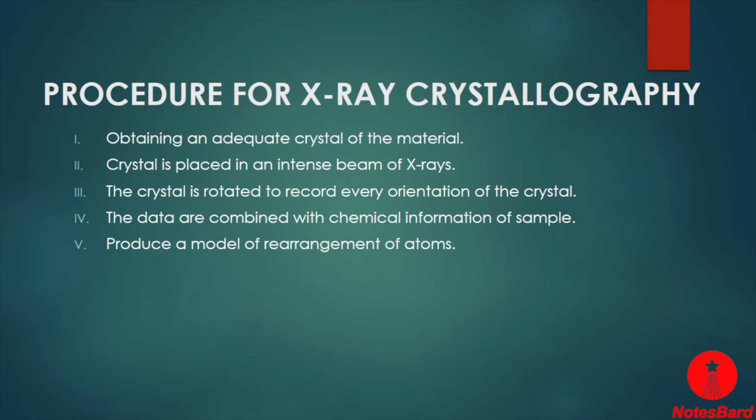After that, the data found by this procedure is combined with the chemical information of the sample, and multiple data sets are collected, each set covering slightly more than half of a full rotation of the crystal, and they contain thousands of different reflections. After that, in the final step, the model of the arrangement of atoms is built, where this data is used to analyze the crystallized structure of the particular molecule.